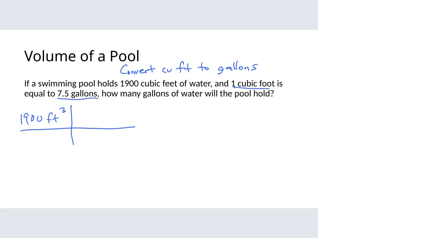Well, let's see. I want cubic feet to cancel, so I need my 1 cubic foot to go on the bottom and my 7.5 gallons to go on the top. Cubic feet will cancel, and then I'll just multiply across the top. 1,900 times 7.5 is 14,250 gallons. Multiply across the bottom, that's just a 1. And so dividing by 1, I have 14,250 gallons. And that's one approach, and it's an excellent approach. If you like that, that's how you could solve a problem like this.